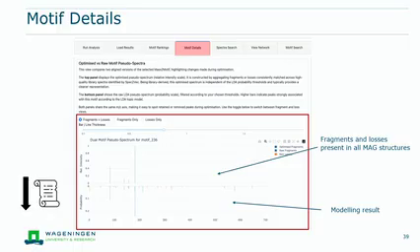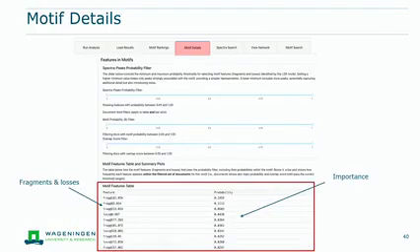Okay, then if you are somehow on the web page of the motif details, you could scroll down, and then I would try to get your attention to the table at the bottom, and there you can basically see what is in the plot, right? So you have all the fragments and losses listed, and their probability, importance, intensity, however you want to call it.